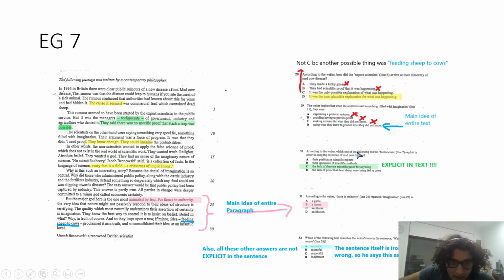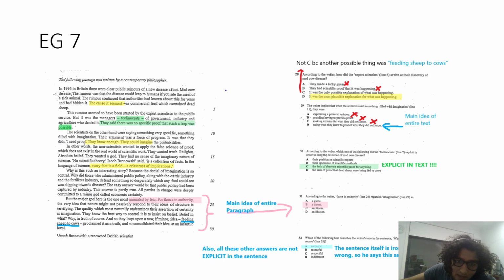Okay, 30. According to the writer, which one of the following did the technocrats, line 7, exploit in order to deny the existence of mad cow disease? So let's look. A, their position as scientific expert. It doesn't say anything explicitly that they exploited that. B, their ignorance of scientific methods. It doesn't say anything about that. D, the lack of proof that dead sheep were being fed to cows.